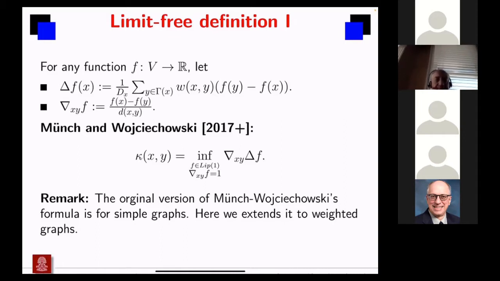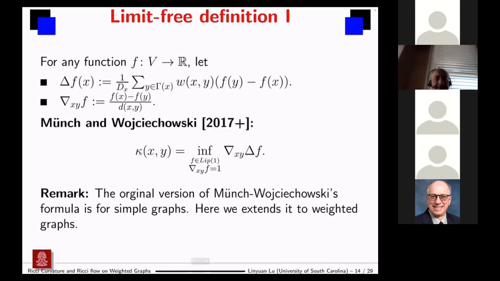So you are taking the infimum, among all the 1-Lipschitz functions f such that the gradient delta xy f equals 1, of the operator acting on delta y f. This condition is the same as f(y) minus f(x) equal to the distance between x and y. The original version is really just for simple graphs, but we can easily extend it to weighted graphs. Now, every linear optimization problem has a dual problem. So that's why we ask what the dual form of this formula is.